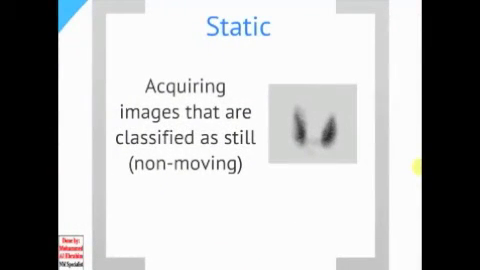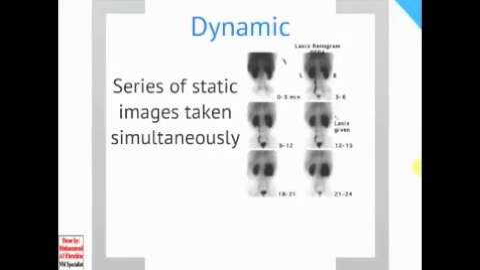So I'm going to start with the static. Static meaning it's not moving. So we take a still image. The purpose of this is only to see the size and shape of the organ or the gland. The other type is dynamic. Dynamic is a moving image, but still it is a series of static images taken sequentially. This is an example of a dynamic study. This is the renal scan, the kidneys. You can see the radioactive material is going from the kidney to the bladder, so we can see if there's an obstruction or dilatation of the pelvis.